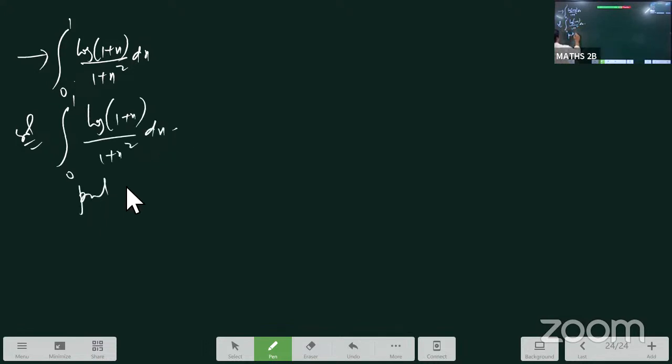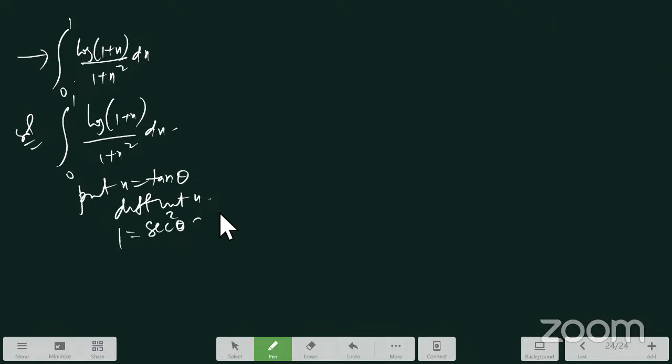Now put x equal to tan theta. This is the most important substitution you are going to use. Now differentiate with respect to x. X derivative is 1. Tan theta derivative is secant square theta, and theta derivative is d theta by dx. Means dx is equal to secant square theta d theta. You keep this part there itself.